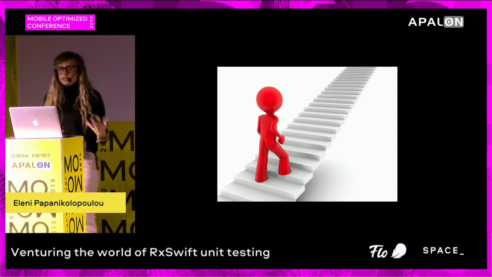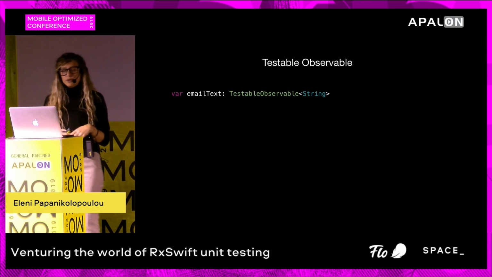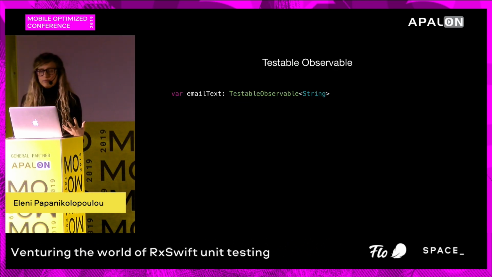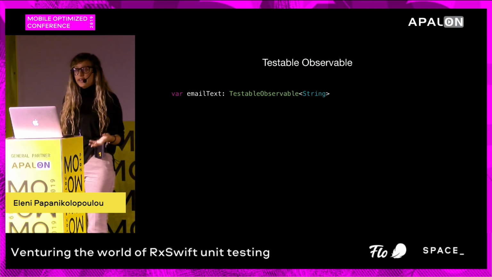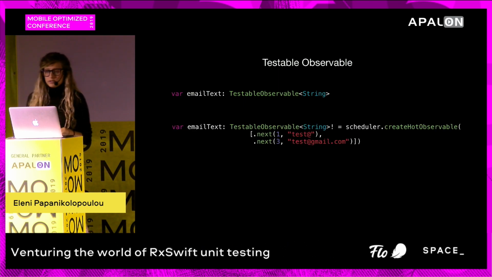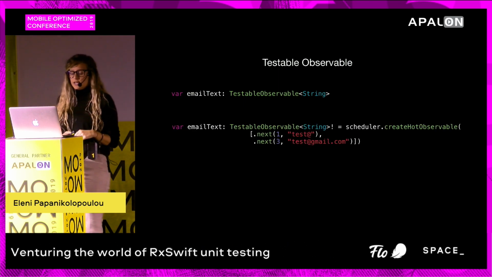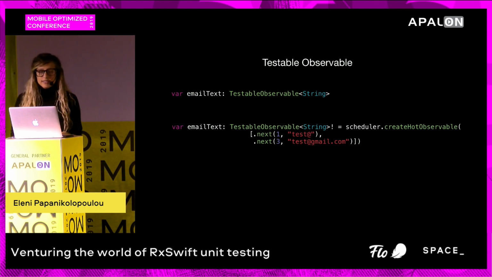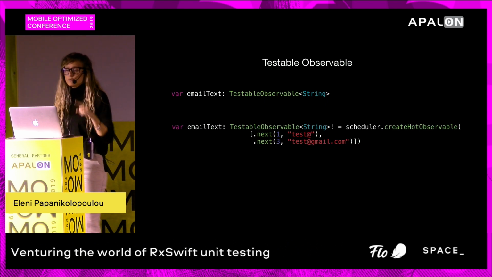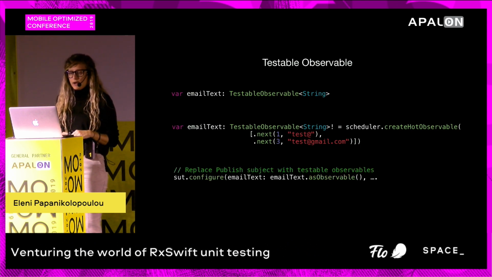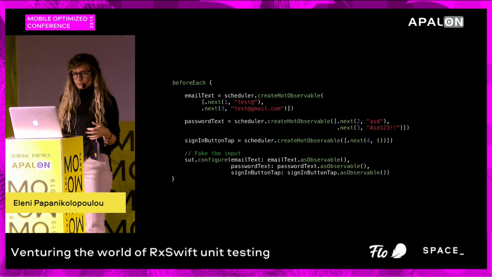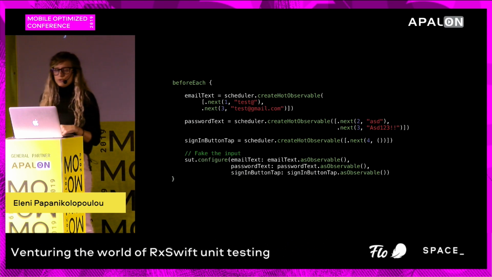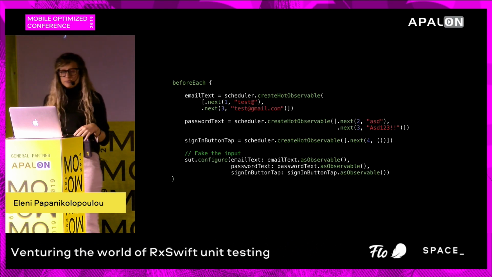But here we can take it a step further. We can have a testable observable in order to replace the publish subject and replay subject that we used earlier for the input observables. So we use the scheduler in order to create the testable observable. And you can see here that we also specify the virtual time that the event is emitted. And we pass this testable observable to the configure method of the view model. So we do this for each one of the input observables.